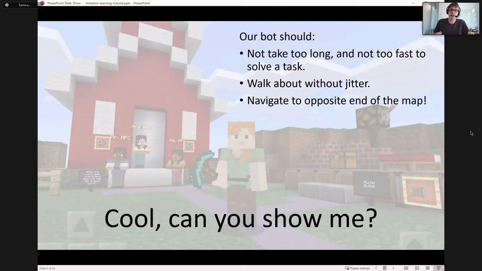And so now, once we do imitation learning, we again look at the list of things that we want our agents to do. We want it to take not too long, not too short. We want it to walk naturally without jitter. We want it to navigate to the opposite end of the map. And now we have a way to tackle this problem, because we can just ask someone, can you show me what you mean by natural? Can you show me what you mean by not too long, not too short? Can you actually show me how to navigate this huge map, so I don't have to discover the 10,000 steps that take me there? And that is the core idea and the core motivation of imitation learning.